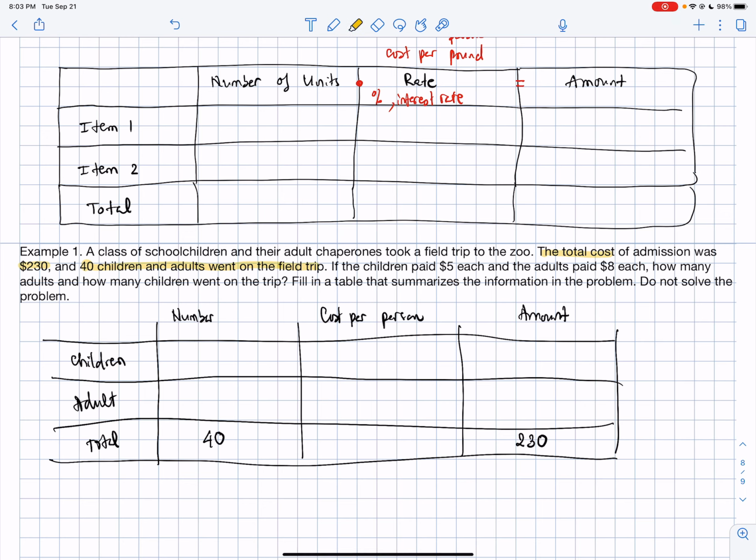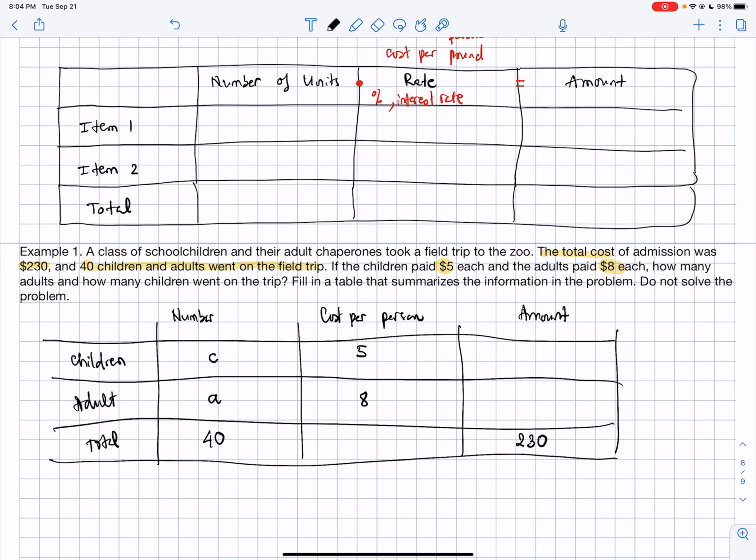The children pay $5 each and the adults pay $8 each. So this is the cost for one person, the cost per person. So child is $5 and the adult is $8. The question asks us how many adults and how many children. So I'm going to call the number of adults A and the number of children C. That is what I don't know and I'm looking for. I need to go find them.